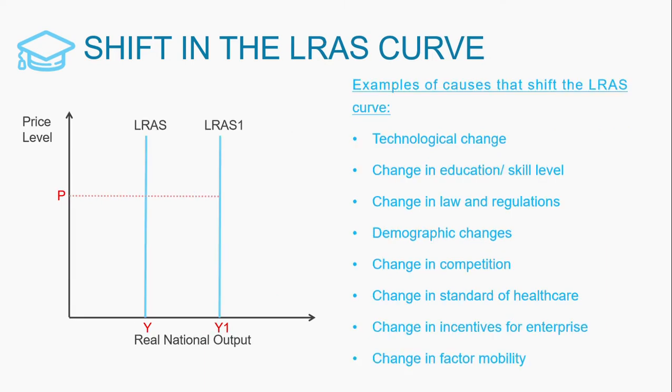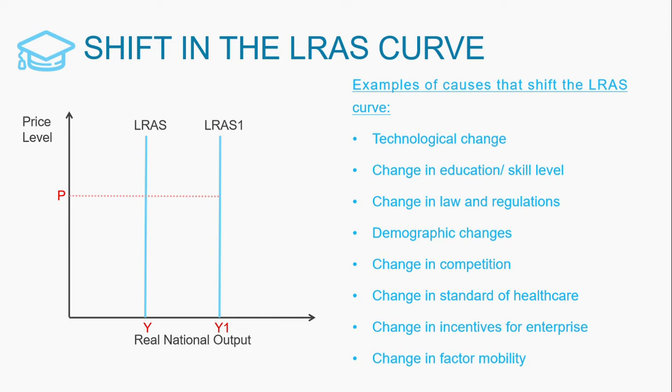Shift in the LRAS curve. Since the LRAS curve is determined by the factors of production, a change in these will affect the capacity of the economy, and therefore the LRAS curve will shift. If the LRAS curve shifts right from LRAS to LRAS1, it means that the economy can produce more and is equivalent to an outward shift of the PPF. This leads to economic growth from Y to Y1. And output increases as the same price level now corresponds to a higher level of output.